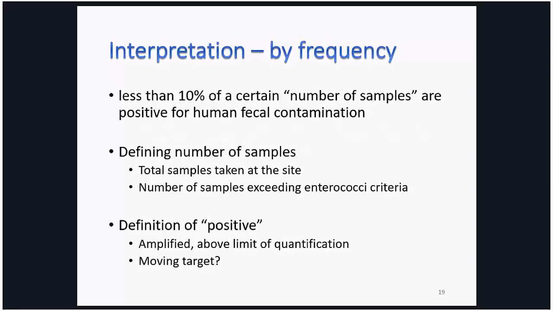Another number of samples would be 10% of the number of samples exceeding the enterococcus criteria. However, that approach is not recommended because, as we know, particularly at a site that you're trying to consider QMRA, you by definition would have mixed sources. So the enterococcus concentration and exceedance would not correlate with human fecal contamination at all. So 10% of the total number of samples is what would be recommended.